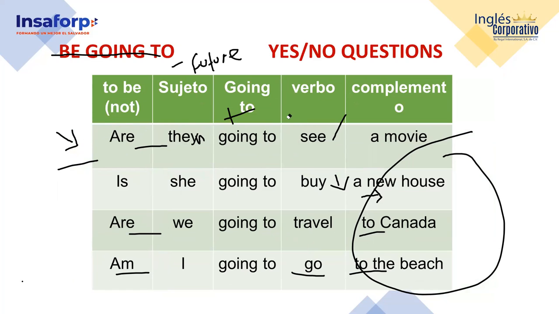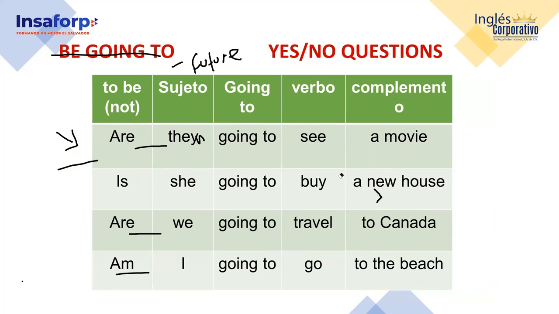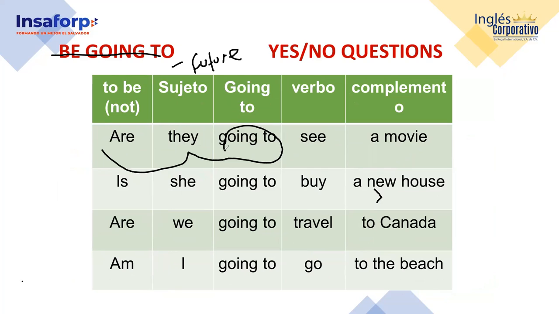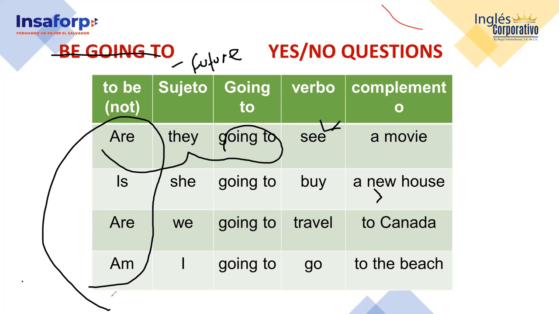In the equations, we have these ones. We are going to start with the verb to be. That is part of the auxiliary. And after that, we have subject, auxiliary again, verb. Are they going to see a movie? Is she going to buy a new house? And of course we need to understand that if we start with the verb to be as the auxiliary, this is a yes, no question.